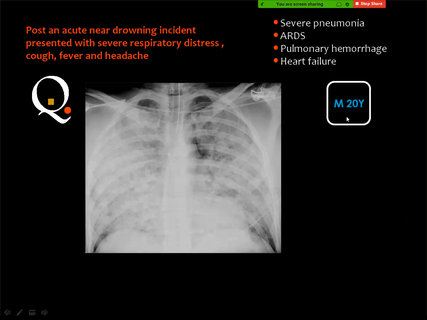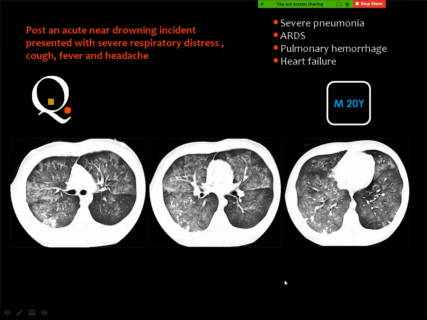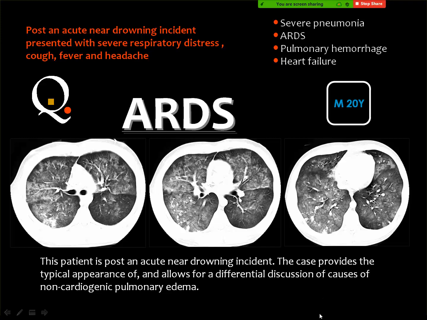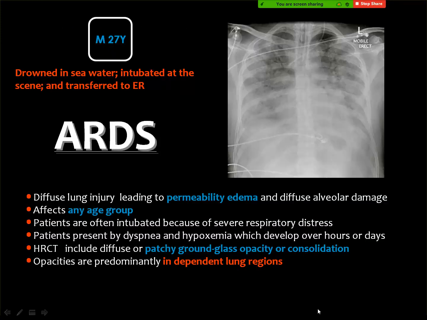Then this patient is 20 years old with an acute near drowning incident presented by severe respiratory distress, cough, fever, and headache. What do you think? Acute respiratory distress. This is RDS, where you got extensive pulmonary opacities. At first, they represent edema. Later on, they represent consolidation. And this is ARDS, or acute respiratory distress. It is a form of permeability lung edema and diffuse alveolar damage.